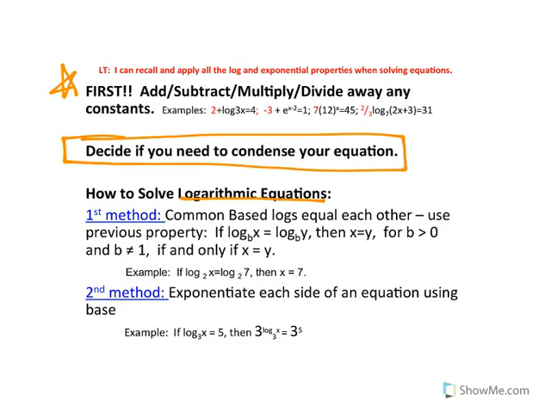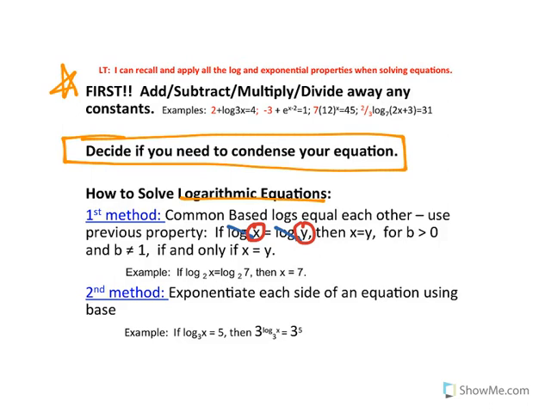So our first method, again, is one of the properties that we learned last class, or the class before that. Okay. Once I have condensed my logarithm down to where there's a single logarithm on the left side of the equation and there's a single logarithm on the right side of the equation, then my first method is to use that common base property. If I've got a log on the left and a log on the right with the same base, then that means I can drop the log base part and what's left is equal.